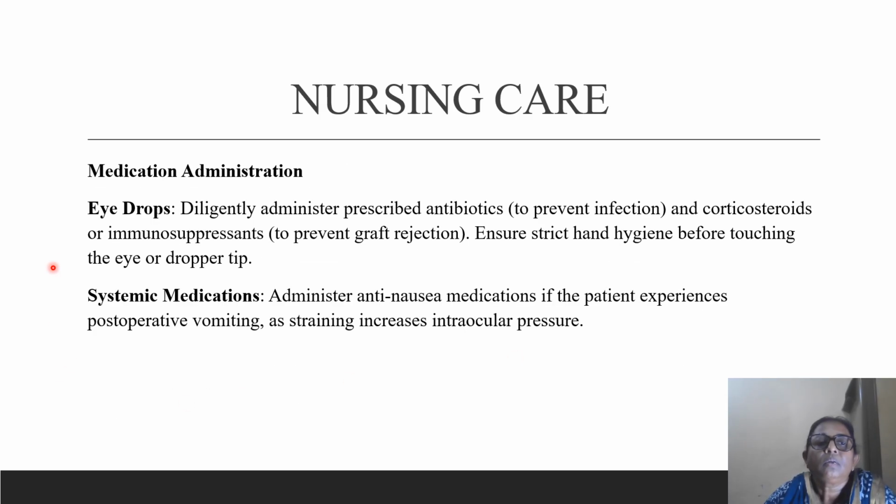Then medication: eye drops, especially antibiotics to prevent infection, and corticosteroids or immunosuppressants to prevent graft rejection. Ensure strict hygiene before touching the eye or dropper. Systemic medications: administer anti-nausea medicines to prevent postoperative vomiting because it will cause straining and increase the intraocular pressure.